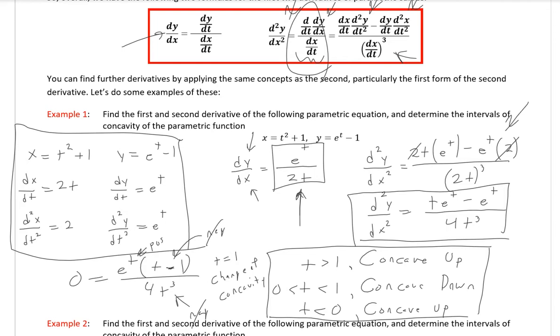Alright, so that's how we check for concavity. We look at the formula and see where it equals 0. We also had to consider 0 itself in this case because that is another point of discontinuity, really. And so we had to check the other side for concavity.